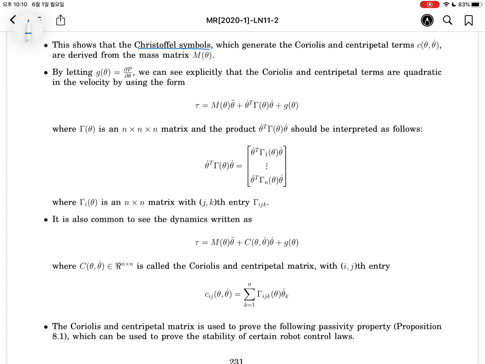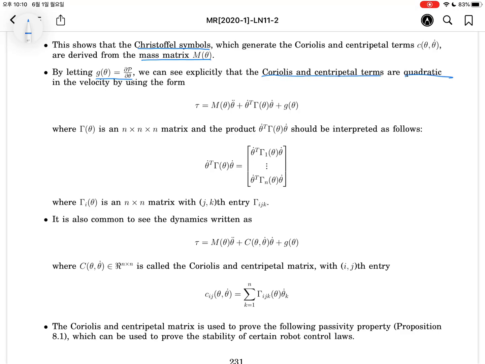This shows that the Christoffel symbols are derived from the inertial matrix. Actually, every term in the dynamics is derived from the inertial matrix or mass matrix. As mentioned before, partial p partial theta can be defined as the gravitational torque.